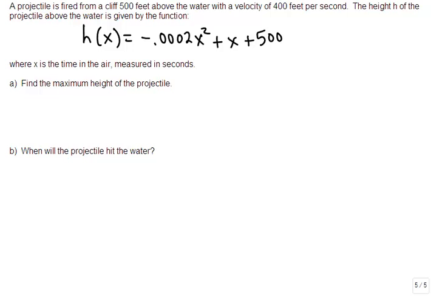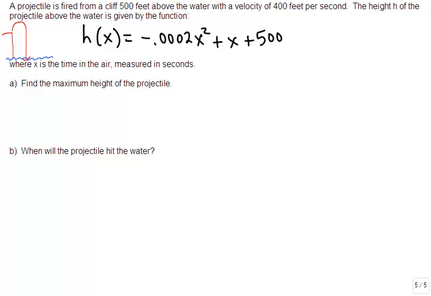Okay, for this last example, we have a projectile fired from a cliff 500 feet above the water with a velocity of 400 feet per second. The height h of the projectile above the water is given by this function. X is the time in the air measured in seconds. So let's visualize this situation. We have this cliff, and we're shooting off some object. It's going to go up for a little while, but then eventually gravity is going to pull it back down, where eventually it's going to go and splash into the water.